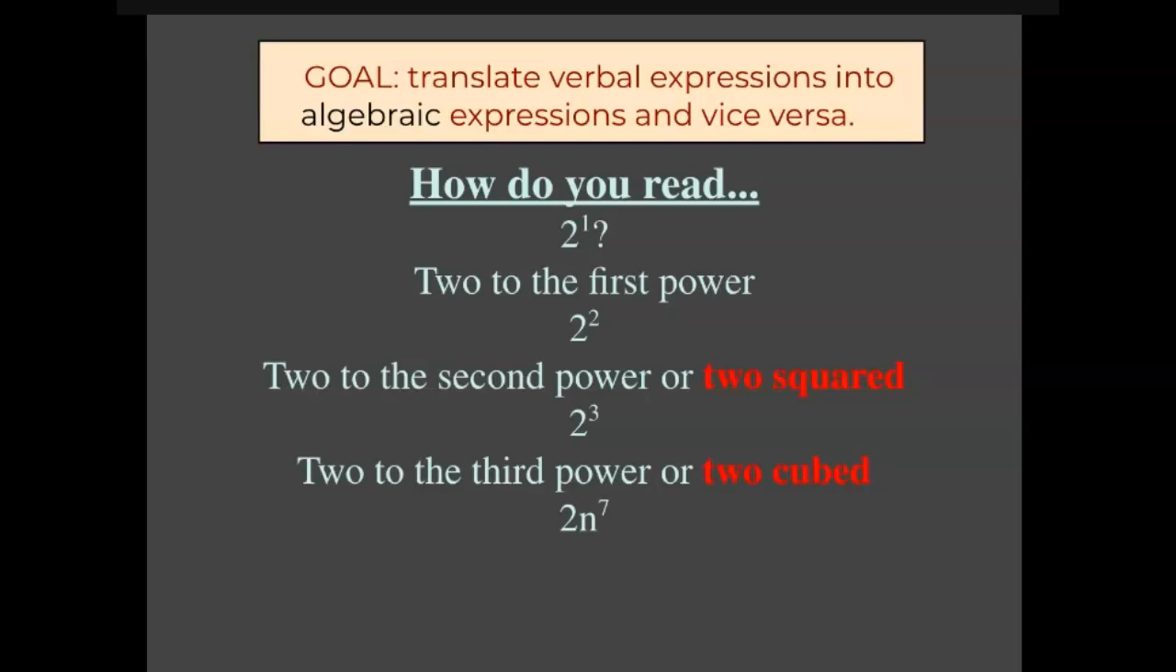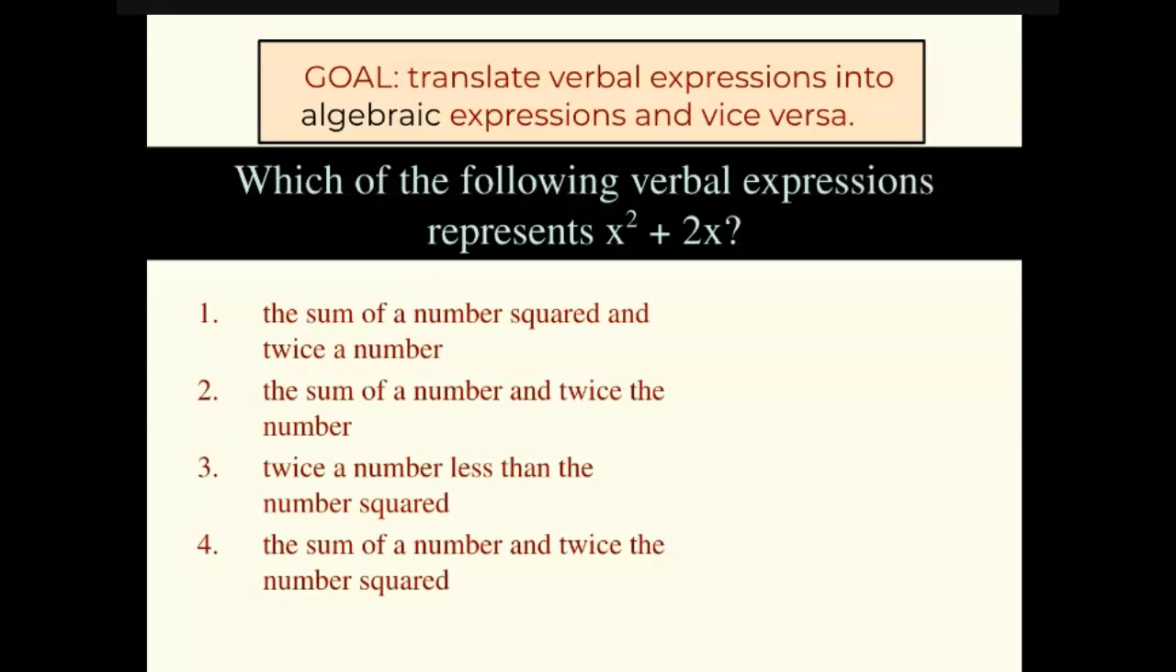How about this? 2n to the 7th power. So just remember 2 times n to the 7th power. You can also say that. Remember, the 7 is only a power of n. It belongs to n. It doesn't belong to 2 unless they have parentheses. Let's see this. Which of the following expressions represents x squared plus 2x? Choose a number.